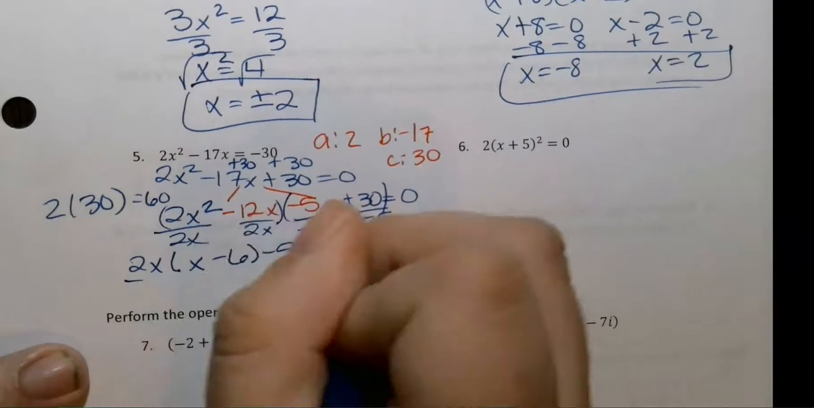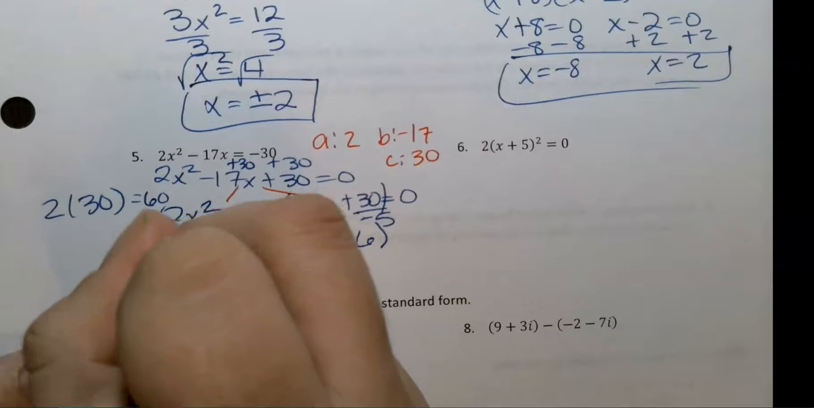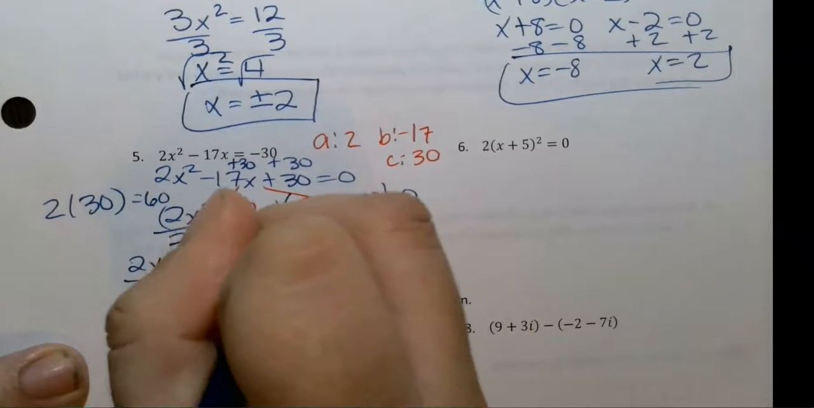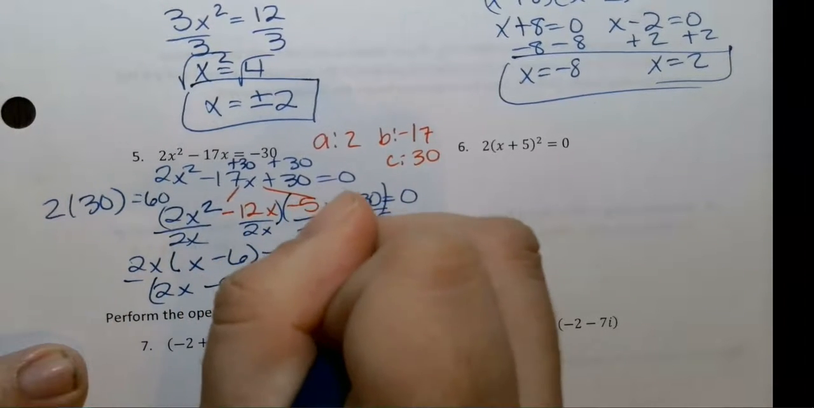Then what I want to do is I want to take my outside pieces and put those together in their own set. So I'm going to have 2x minus 5 times x minus 6.